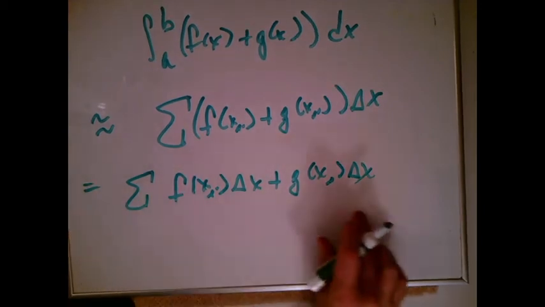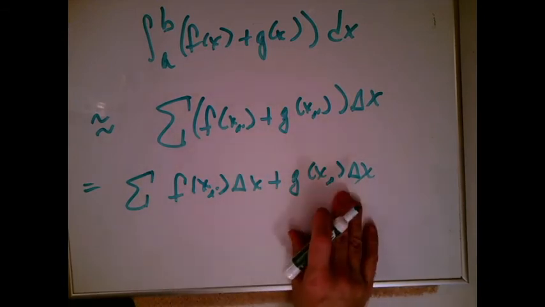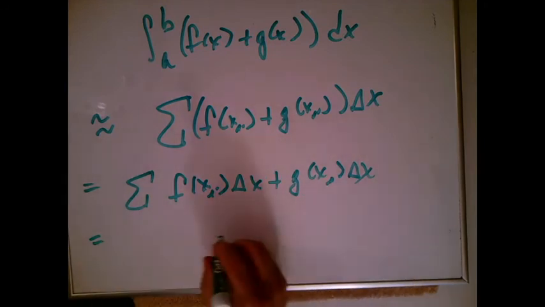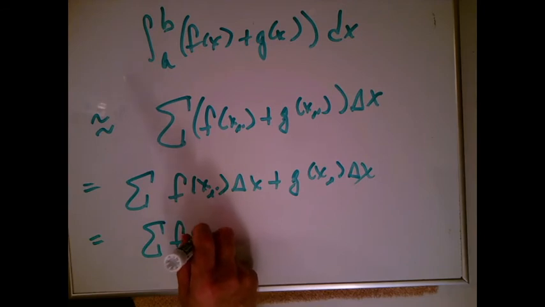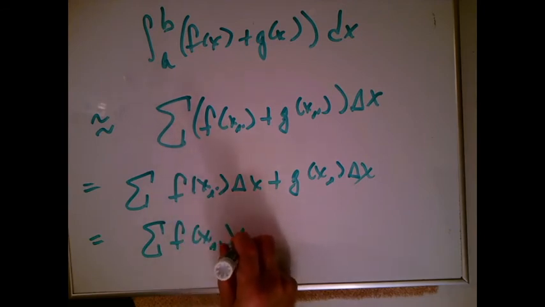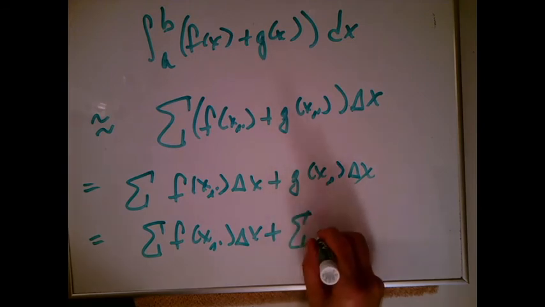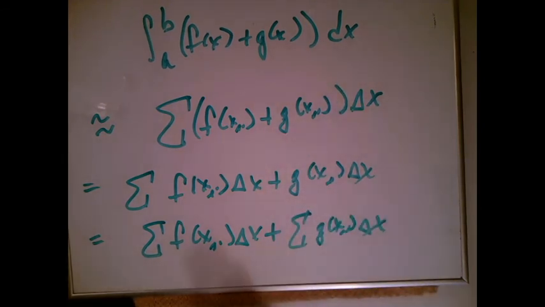What we're adding are billions of terms. Each of the terms has an f(xi) and each of the terms has a g(xi). But what I'm going to do is add up all the f(xi)'s first. So I'm going to go, look, this is just a sum. I'm just using the associative law. f(xi) delta x, like that, plus g(xi) delta x, like that.